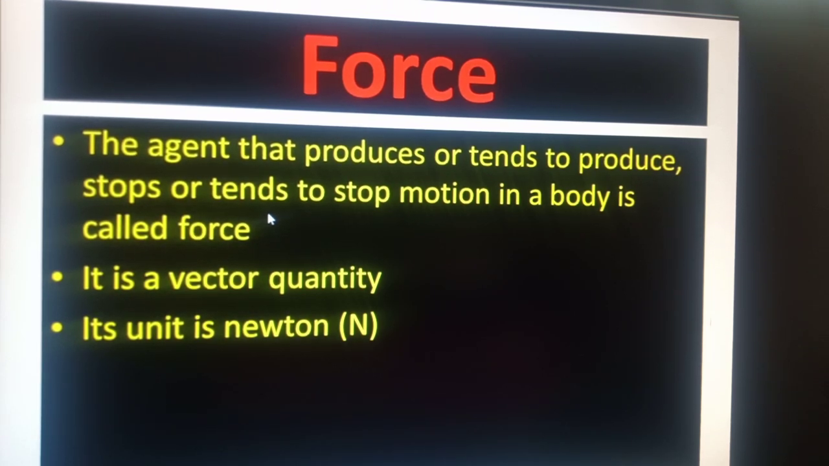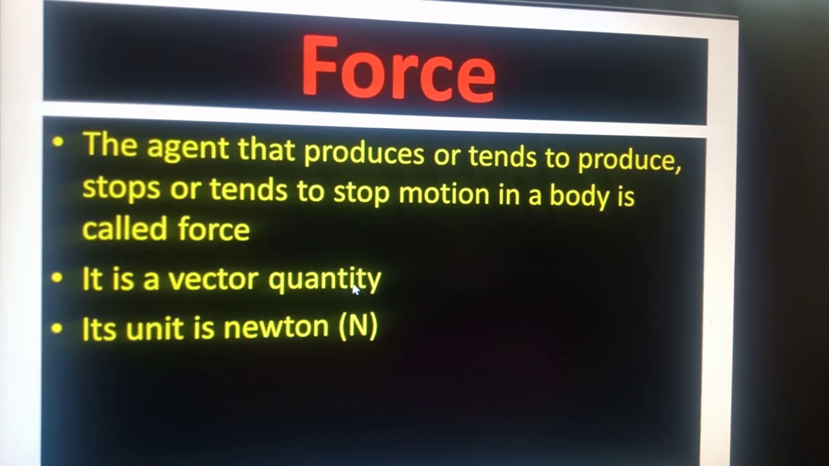Here what we are doing, we are trying to move it. Force is tending to move an object, but still force is being applied. Similarly, we cannot stop applying force to a moving vehicle; however, we try to stop it. This agent that we apply on the vehicle to stop it, or on an object to move it, is called force. The force changes or tries to change the state of motion or rest of a body.